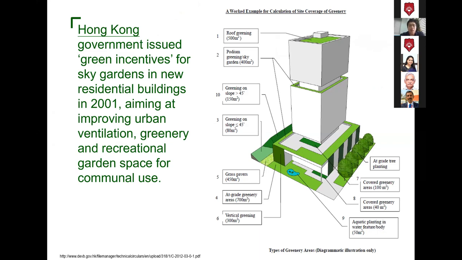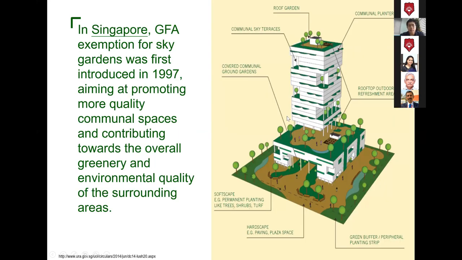Actually, the government of Hong Kong, back in 2001, introduced an incentive to incorporate more greenery in high-rise residential developments. This is extracted from the guidelines. They advocate more greenery and sky gardens, aiming at improving urban ventilation, greenery, and recreational green spaces for neighbors. Just three years before, the Singapore government also introduced a similar incentive to advocate the sky garden.